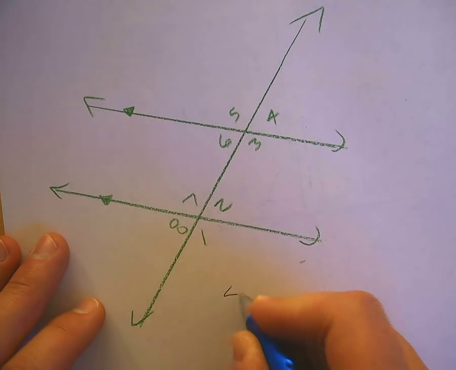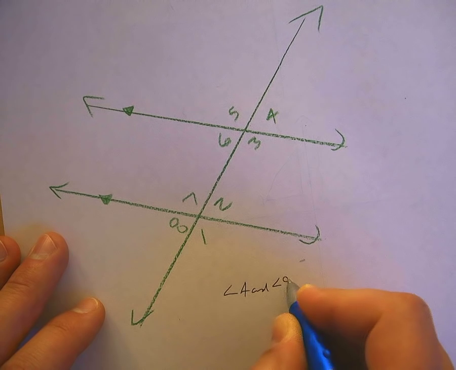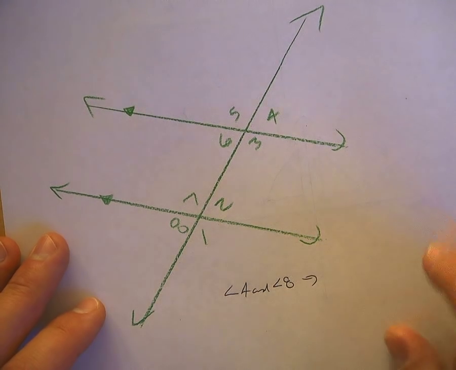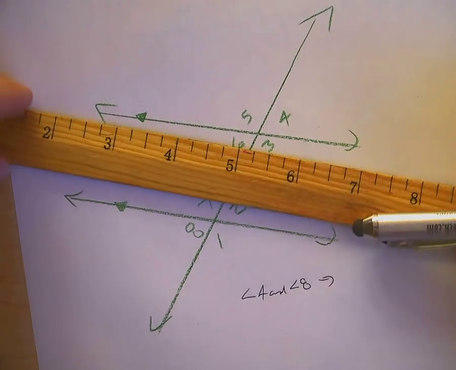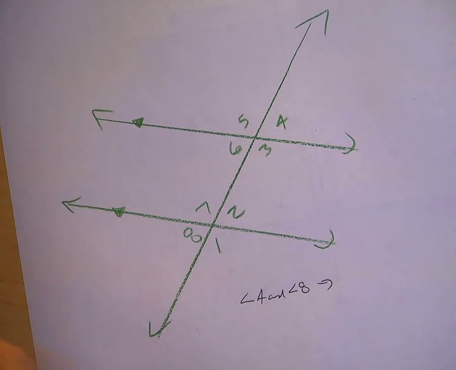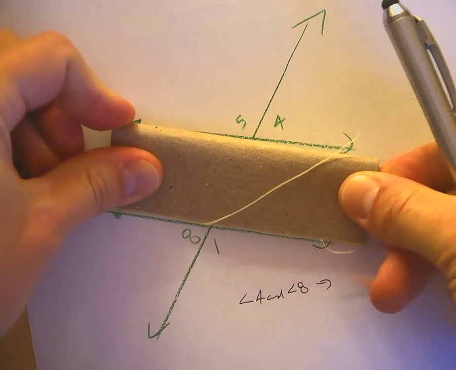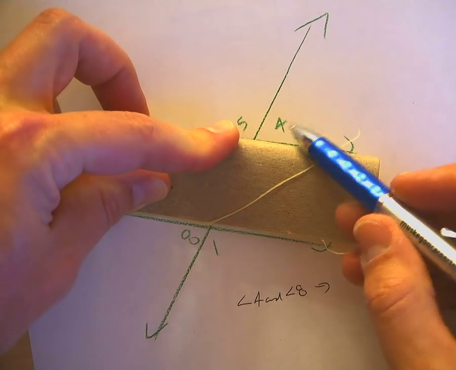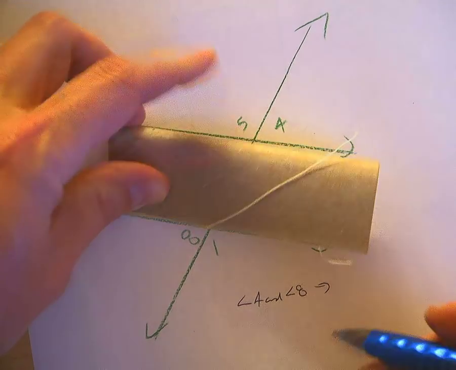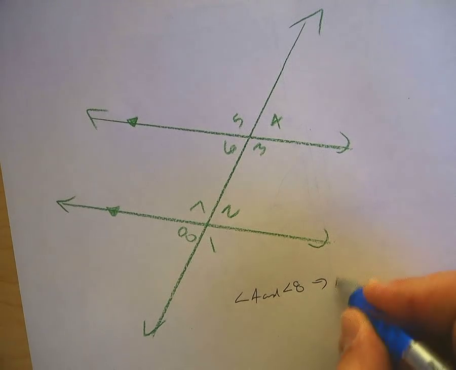angles 4 and 8. What are angles 4 and 8 called? Well, if you look at this, angles 4 and 8, if we block out the middle, let's see if I can do a better job here. Blocking out the middle here. If we look at just the outside, 4 and 8, those are on the outside and they're in alternate spots, so those are called alternate exterior angles.